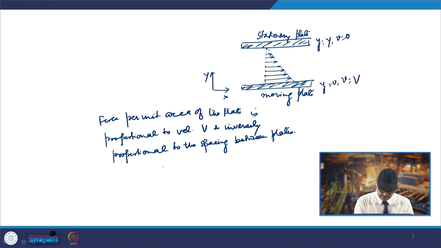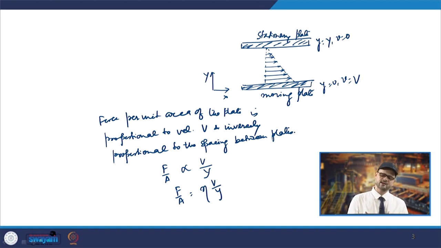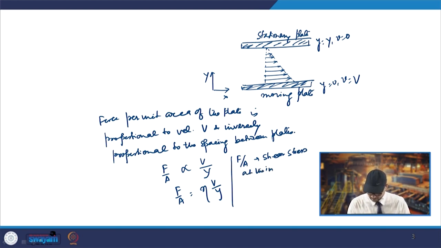So he found that F by A is proportional to V by Y. Here A is the surface area of the plate, V is the velocity, and Y is the distance in the Y direction. If you put in the constant of proportionality, F by A will be eta times V by Y. Force per unit area is the shear stress. So F by A is the shear stress at the interface between the lower plate and the adjacent fluid layer.